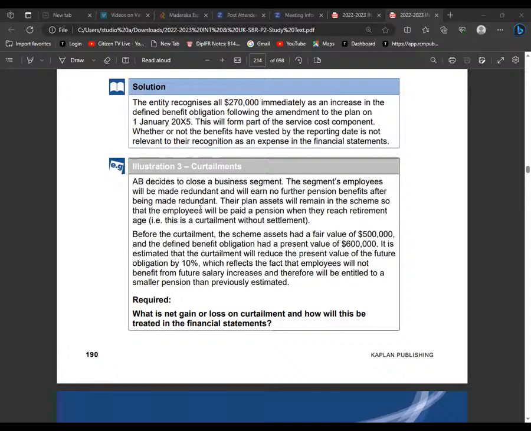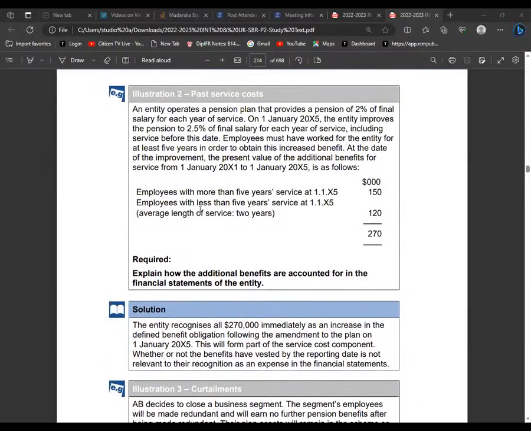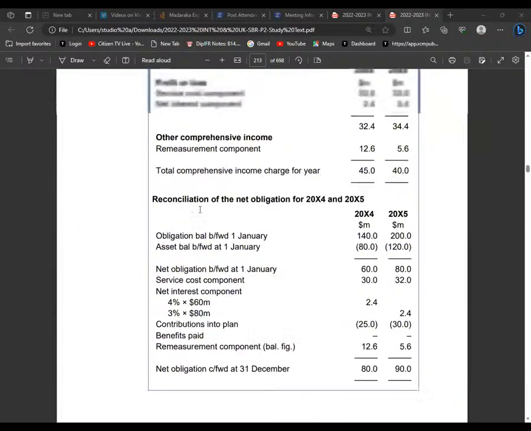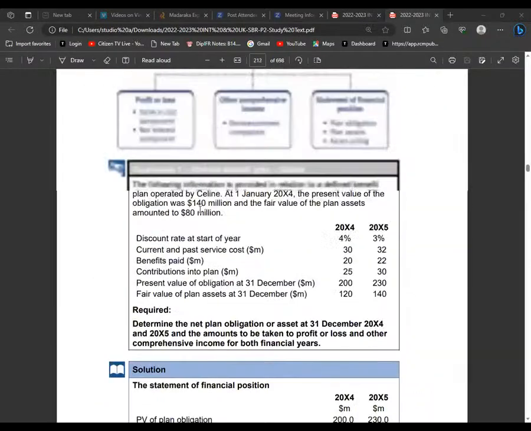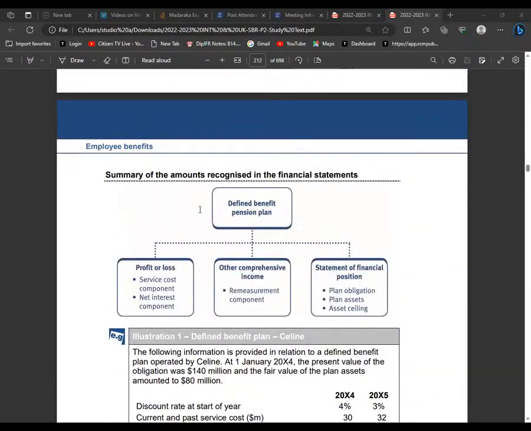Look at this illustration here. Summary of the amounts recognized in the financial statements. So for profit or loss, these are very important things. Profit or loss, in this case, you take the service cost component. We have the interest component. Then we have other comprehensive income. You take the remeasurement component, which is the actual gain.